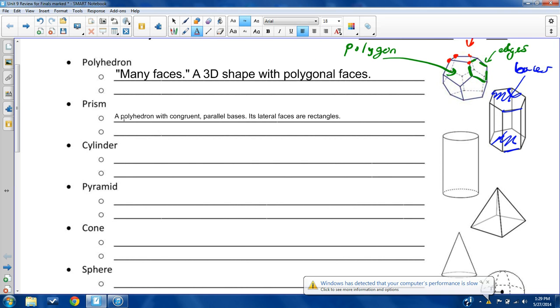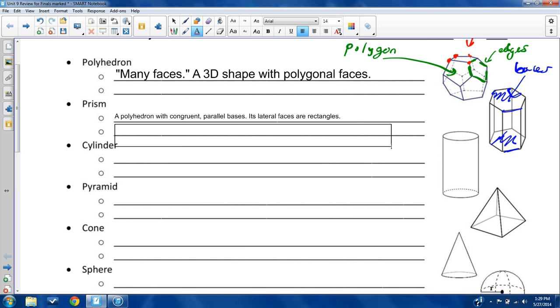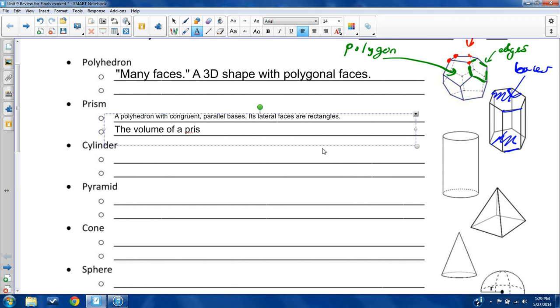So also in a prism, the volume of a prism is found by V equals capital B times H. That is, volume equals area of base times height.